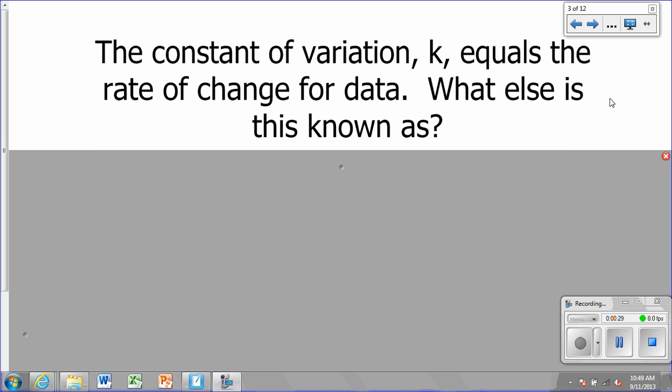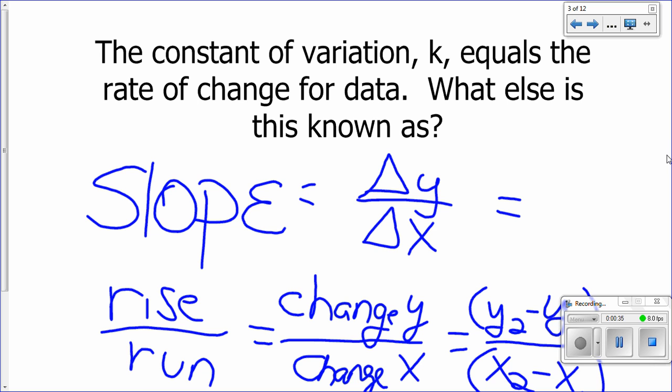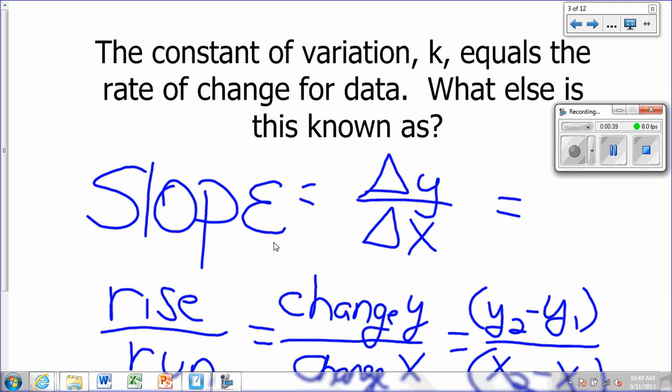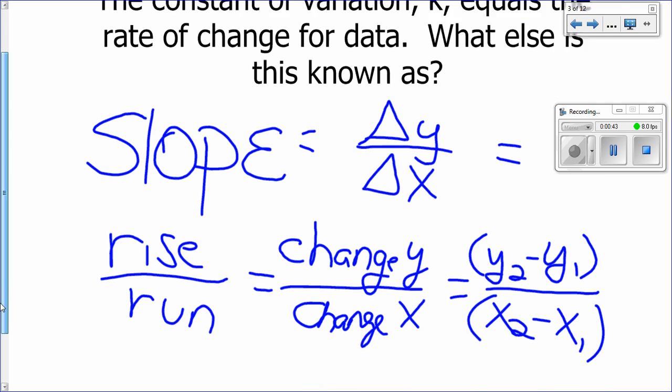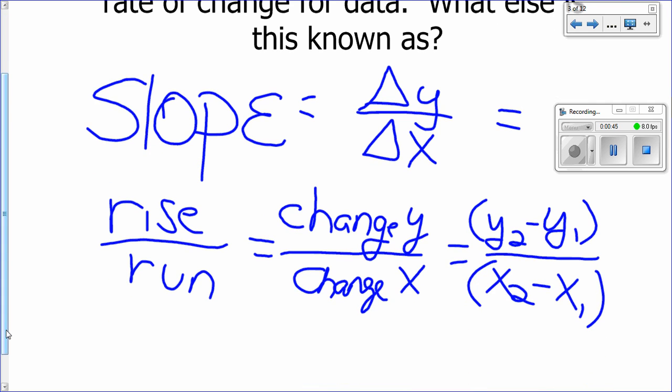What else is this known as? It has a number of different names and ways to represent it. This is also known as the slope. The slope can be expressed as delta y over delta x, rise over run, the change in y over the change in x, and our slope formula, y2 minus y1 over x2 minus x1. They all basically represent the exact same thing.